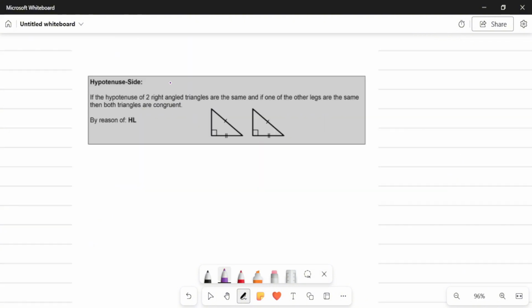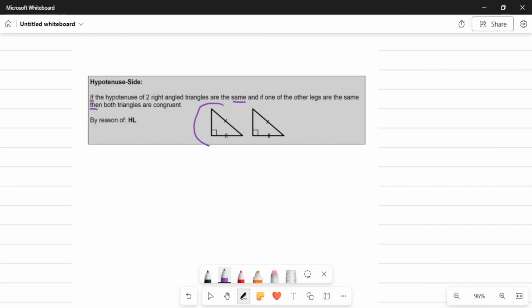And lastly, we can prove congruency with right angle triangles. So if the hypotenuse of two right angle triangles are the same, and if one of the other legs are the same, then both of the triangles are congruent. So all I need here is a right angle triangle. I need the hypotenuse to be the same, and either of the legs, either this leg here must be the same, or the bottom legs must be the same. And if that's the case, then we can say hypotenuse leg or hypotenuse side, and that's how you can prove both to be congruent.